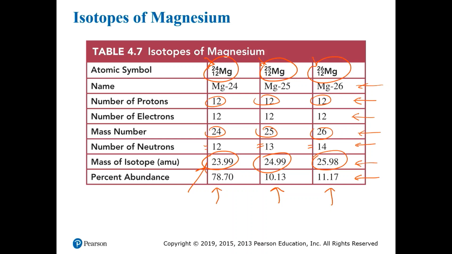10.13% of it is going to be magnesium 25, and 11.17% is going to be magnesium 26. Okay? So unless you go through some sort of sorting process, some sort of actual experiment or laboratory procedure where you sort through elements based on the isotope mass, any sample of magnesium that you get is going to have this balance of isotopes. It's going to be 78.7% one, 10.13% of the other, and 11.17% of the third.